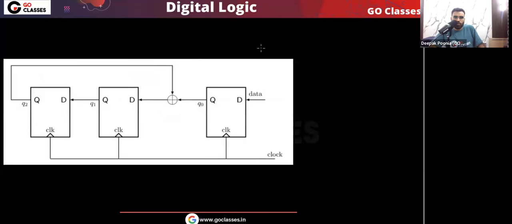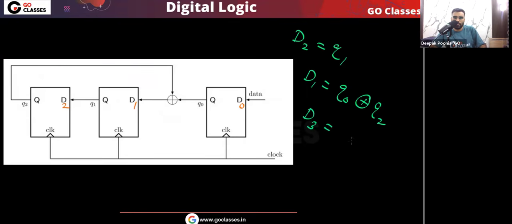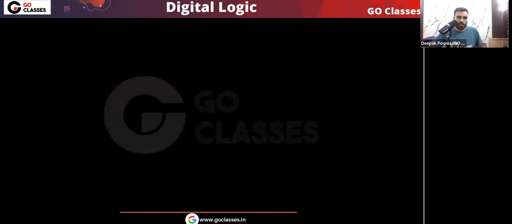And we already know what the flip-flop input equations are. So here you can see this is d2, this is d1, this is d0. And what is d2? That is q1. And what is d1? That is XOR of q0 and q2. And what is d0? D0 is your data. Okay, now let's see what the complete state table will be.